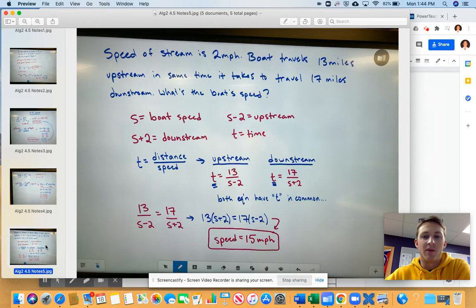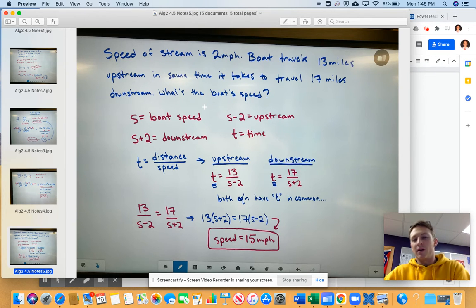Last problem, we have a word problem here. So the speed of a stream or a river is 2 miles per hour. The boat travels 13 miles going upstream, so against the current, in the same exact time, that's important, that it takes to travel 17 miles going downstream or with the current. So when the river is pushing against us, we go 13 miles. When the river is pushing with us, we go 17 miles. And we want to find out the speed of the boat.